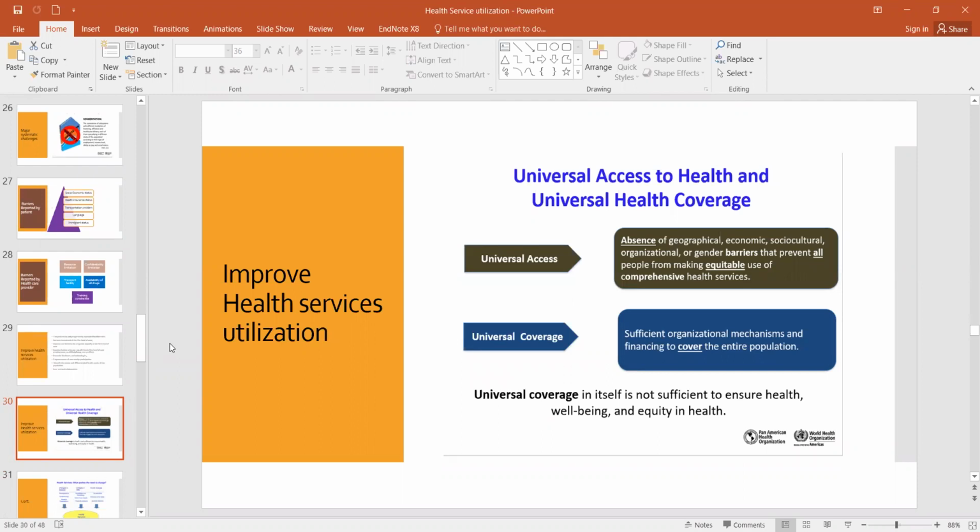We improve our health services with the help of universal access rather than universal coverage. What's the difference between universal access and universal coverage? In universal access, there is absence of geographical, economic, socio-cultural, organizational, or gender barriers that prevent all people from making equitable use of comprehensive health services. And in universal coverage, there is sufficient organizational mechanism and financing to cover the entire population. Universal coverage in itself is not sufficient to ensure health and well-being and equity in health.